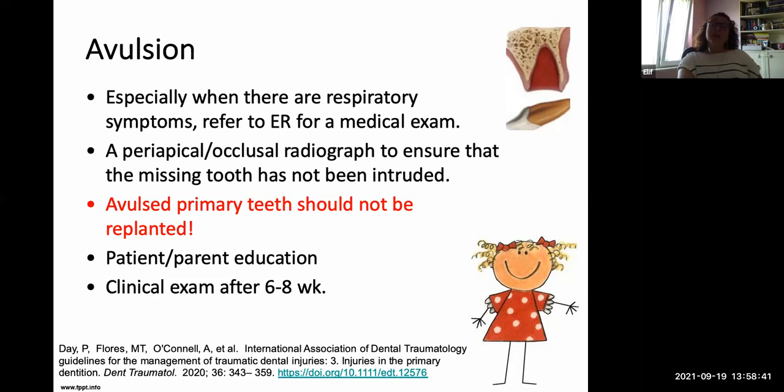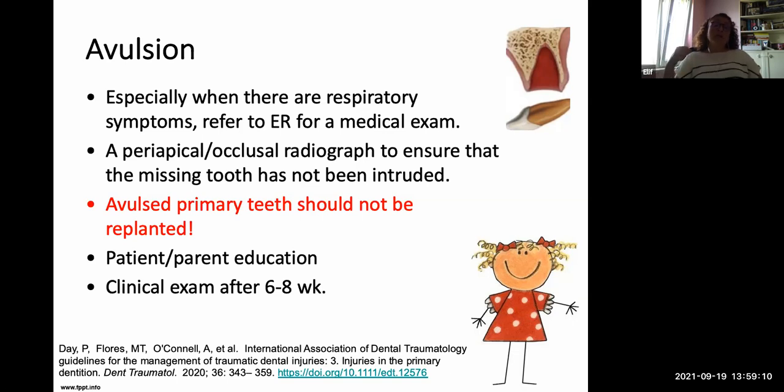We should take a periapical or occlusal radiograph to ensure that the missing tooth has not been intruded, because sometimes it might be confusing. The parents may come and say that the tooth was knocked out of its socket, but sometimes we might miss the situation. So we have to ensure that the tooth is not totally intruded.